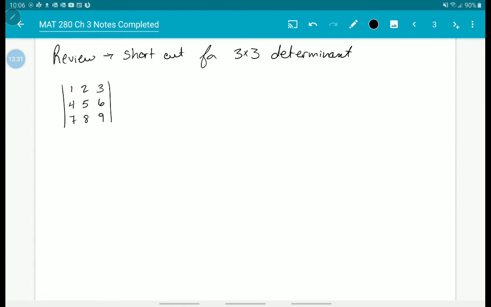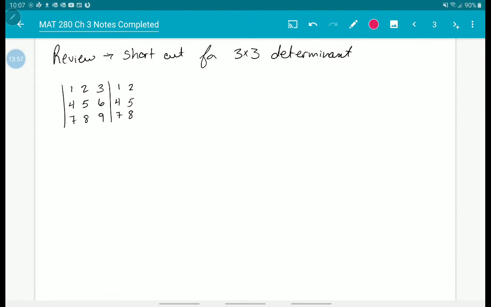So there was our matrix that we just did. Now we did it by cofactor expansion. We went along the top row. It's going to turn out you can go across any row or any column, down any column, and you'll get the same value for the determinant. But the shortcut allowed you to recopy the first two columns. And then you started multiplying down the columns.